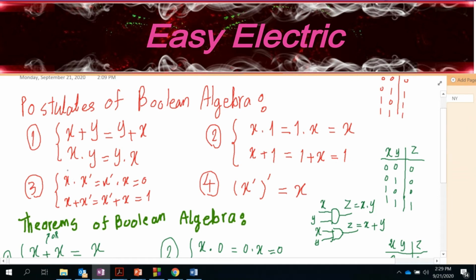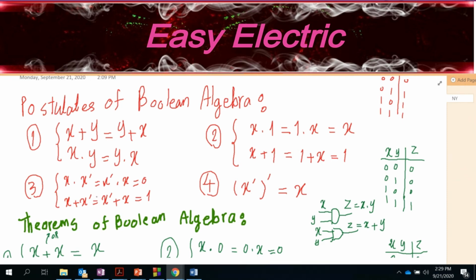Suppose x is 1. If x is 1, what is x prime? Just type in the chat box. If x is 1, what is the not of 1? You actually did that in the lab. So it's 0, right? So you say 1 and 0. What is 1 and 0? If you AND anything with 0, the result is 0. Okay, so that's what you have.